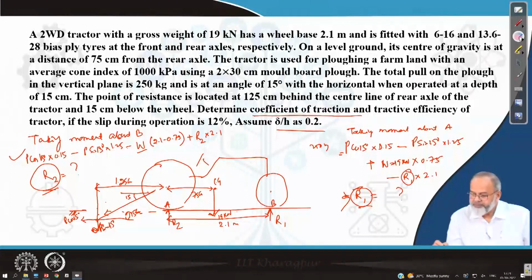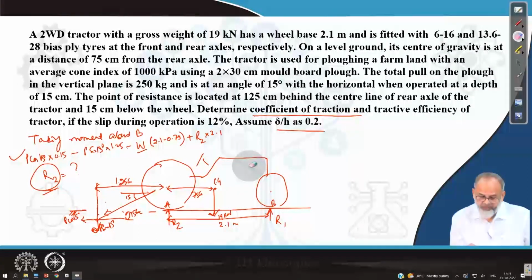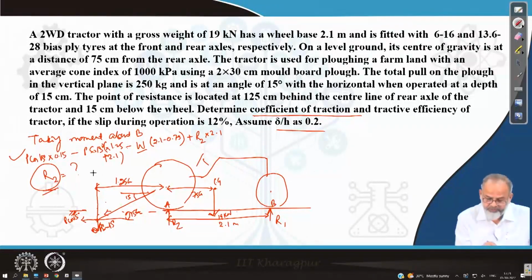Okay. So P sin alpha, which I have given, is 1.25 plus 2.1. We are taking moment about B, so plus 2.1.